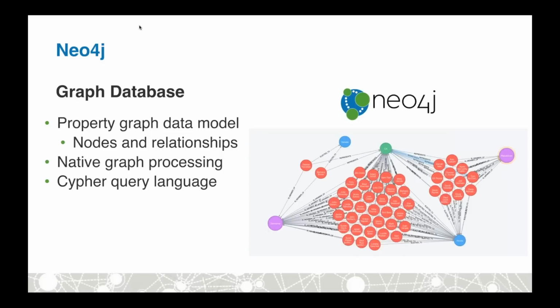Okay, so if we know what graphs are, what's a graph database? Well, simply thinking, a graph database is a database that stores graphs. Neo4j is a type of graph database. There's a bit more to it than that.